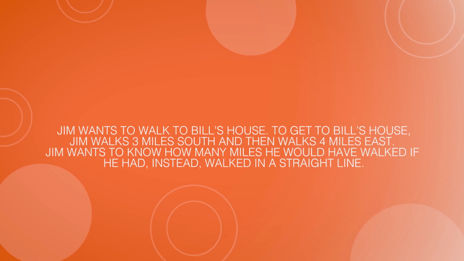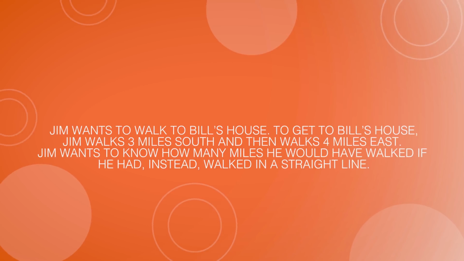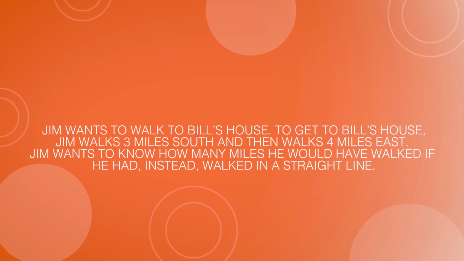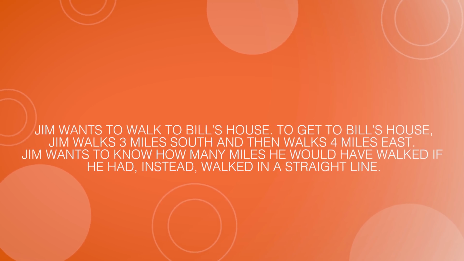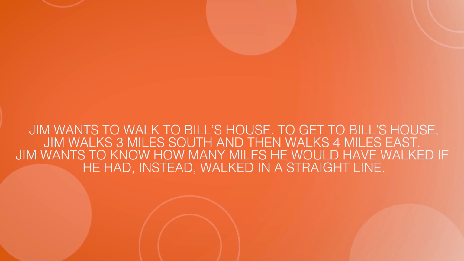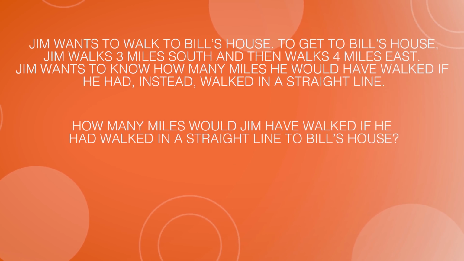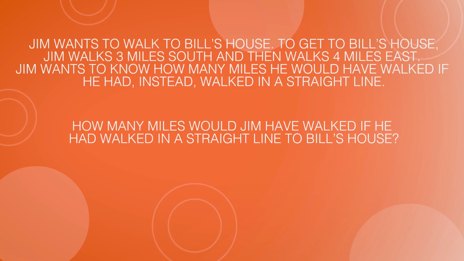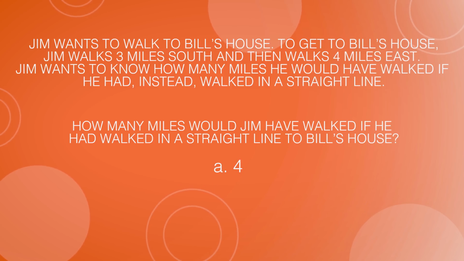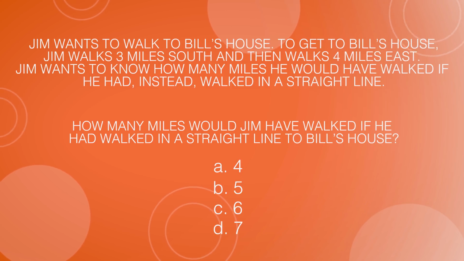Jim wants to walk to Bill's house. To get to Bill's house, Jim walks 3 miles south and then walks 4 miles east. Jim wants to know how many miles he would have walked if he had instead walked in a straight line. How many miles would Jim have walked if he had walked in a straight line to Bill's house? A, 4, B, 5, C, 6, D, 7.